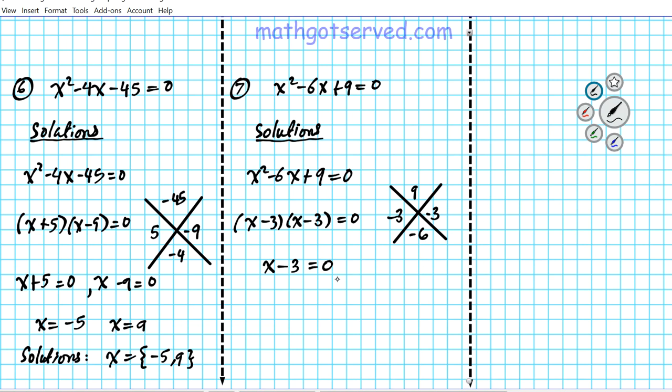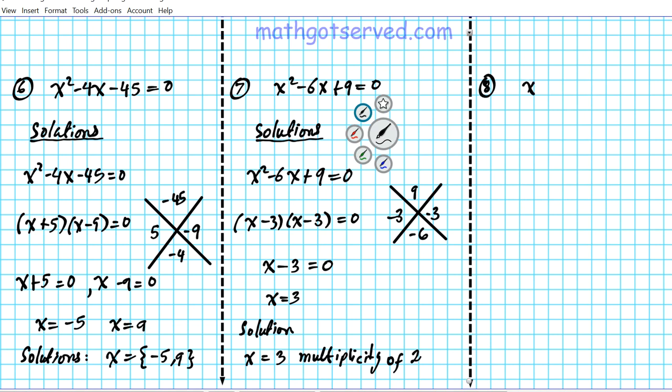So when you solve it, you end up with x equals 3. So this is how you write your solution. Since there are two of them, your solution is going to be x equals 3 with a multiplicity of what? Multiplicity of 2, basically saying that this shows up twice. Okay, all right, let's try another example. Number 8. Let's say we have the quadratic trinomial x squared plus 12x plus 36 equals 0. Okay, all right, we're going to solve this by factoring again.